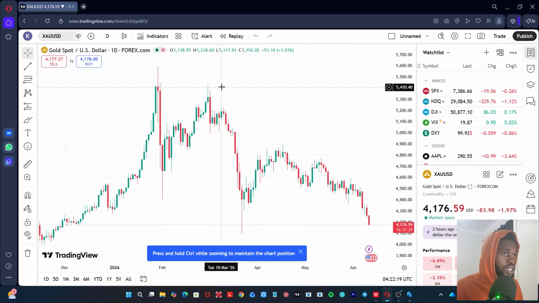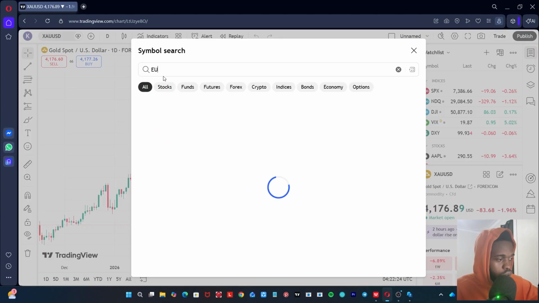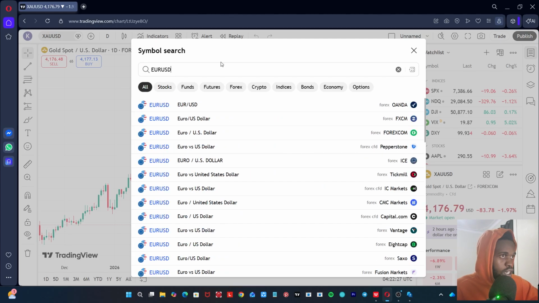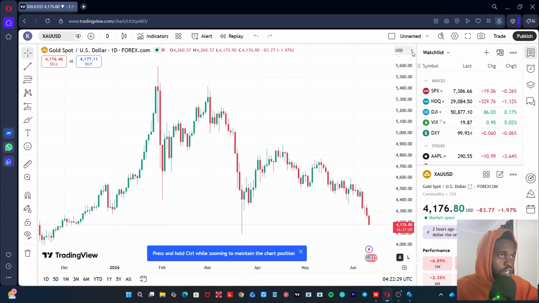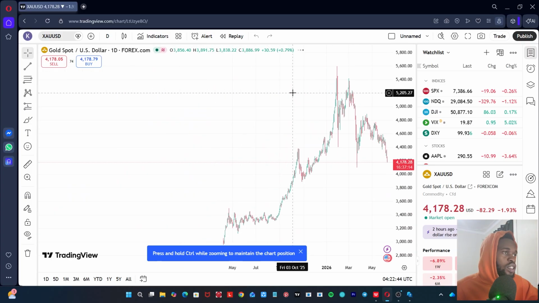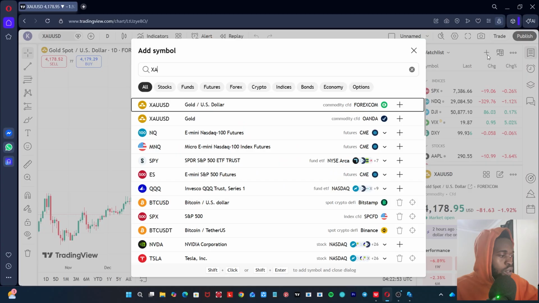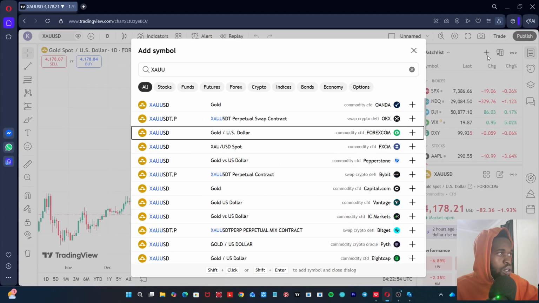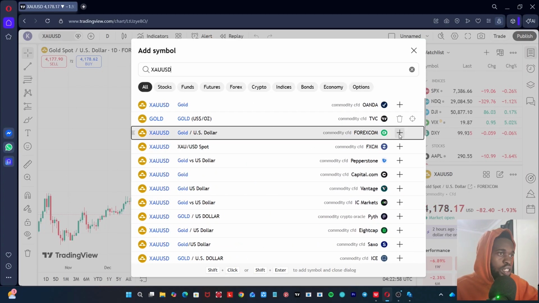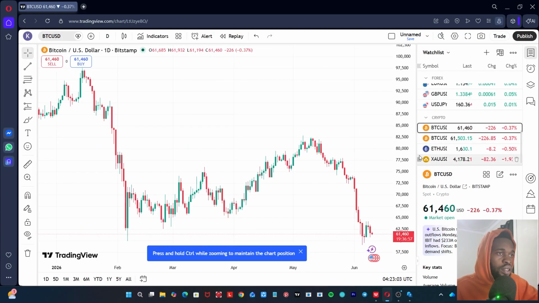So we've managed to search our first pair, and if you want to search any pair, let's say EURUSD, you just type in EURUSD, and as you can see, it shows up. This is the watch list, whereby if you have a favorite pair like gold, you can add it to the watch list. Let's say you like Bitcoin, you can also add it here.